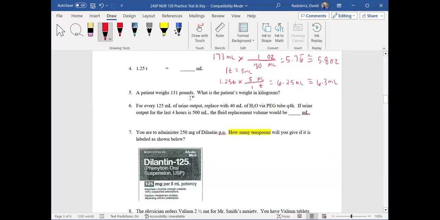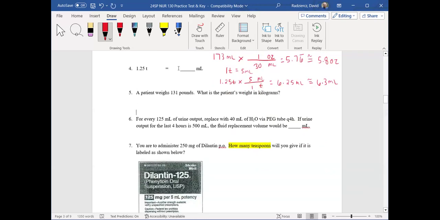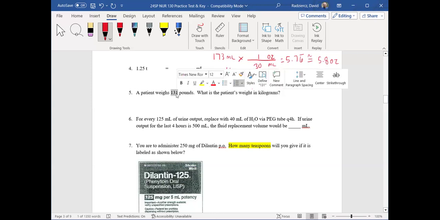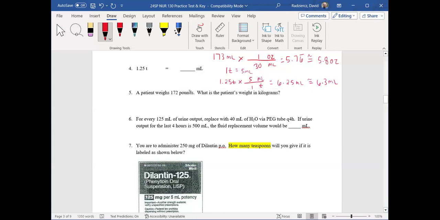All right, so I'm just gonna change this here. I'm just going to say, let's say it's 172 pounds. And then go ahead and solve for pounds to kilograms. Use appropriate rounding rules if they apply. And then just type it into the chat once you get it.